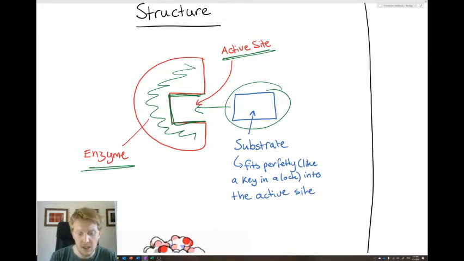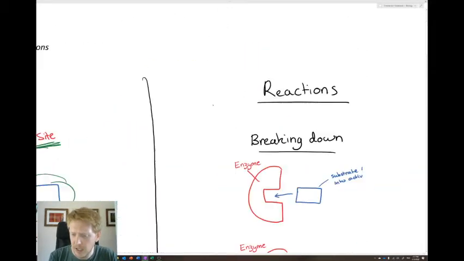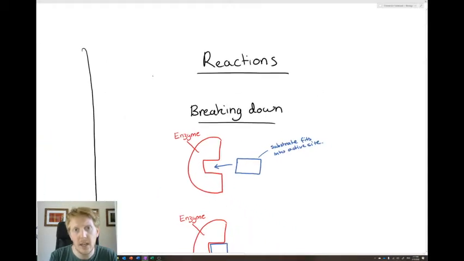So those are the three things: enzyme just here, active site, the cut out part at the side of an enzyme, and the substrate, which are the components that go into an enzyme, a little bit like reactants in chemistry. Okay, so then let's move over here and let's look at the reactions that enzymes do.